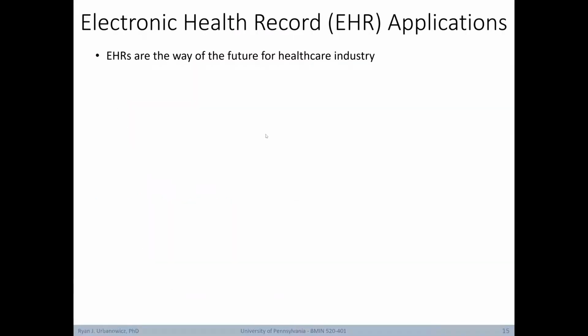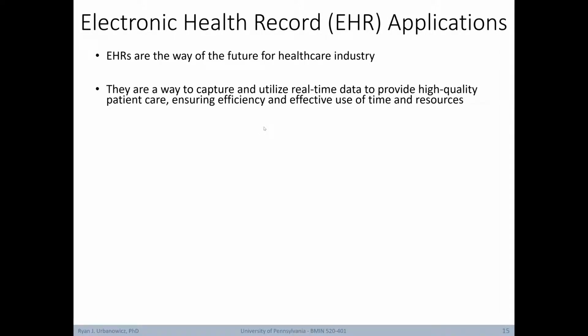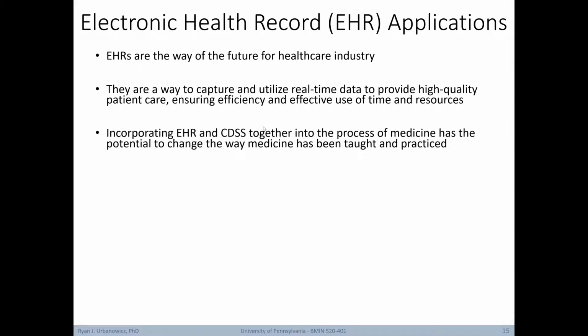Next, let's talk about electronic health record applications, or EHR applications. Many believe that EHRs are the way of the future for the healthcare industry. They are a way of capturing and utilizing real-time data to provide high-quality patient care and ensure efficiency and effective use of time and resources. There's a great potential to incorporate electronic health records and clinical decision support systems together into the process of medicine, and this has the potential to change the way that medicine has been taught and practiced.